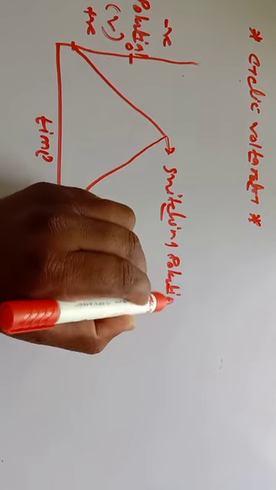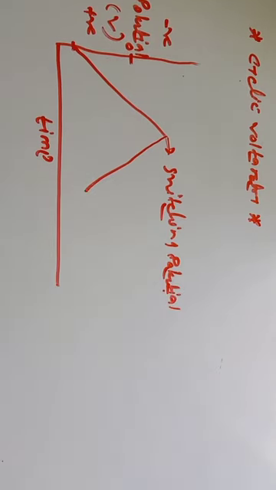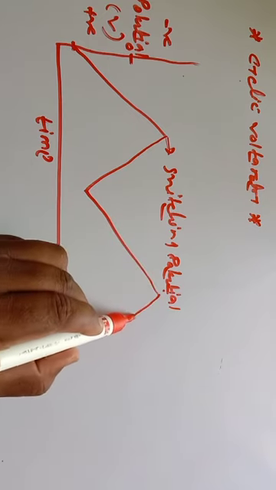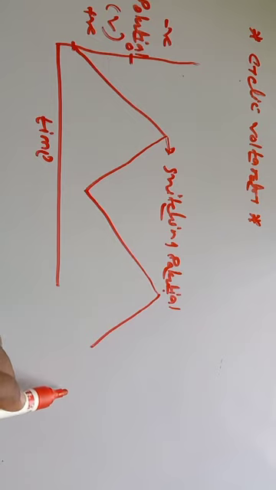The potential at which we change the ramp from more negative to positive is called the switching potential. The potential at which the scan direction is reversed is called switching potential. Like this, we go from positive to negative, negative to positive, and therefore this cyclic voltammetry is also known as triangular wave voltammetry. At least you should know the positive potential, negative potential, then switching potential.